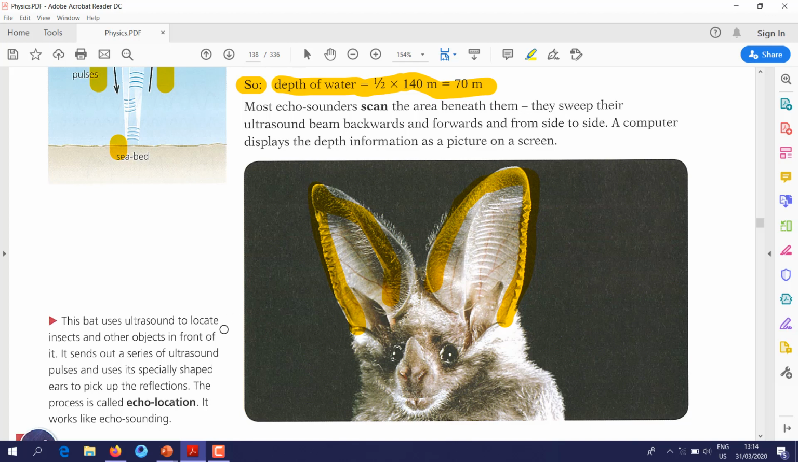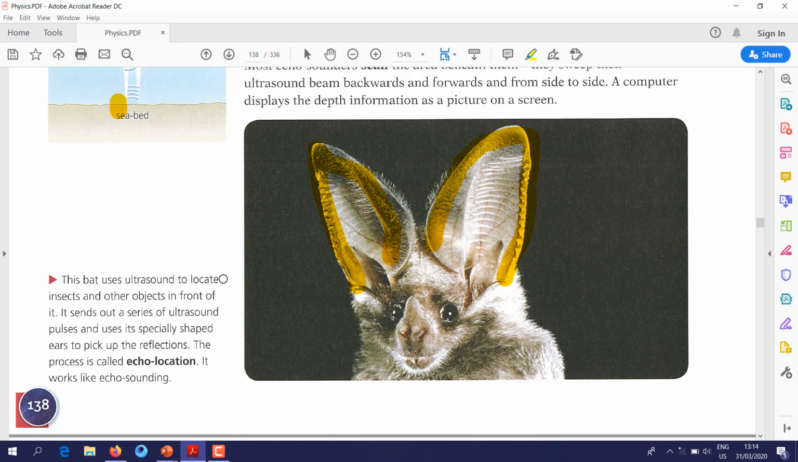When it hits any object, it will be reflected to the ears, and when it reflects to the ears, the bat can detect what kind of object there is in front of it. So the bat uses ultrasound to locate insects and other objects in front of it. It sends out a series of ultrasound pulses and uses specially shaped ears to pick up the reflection.